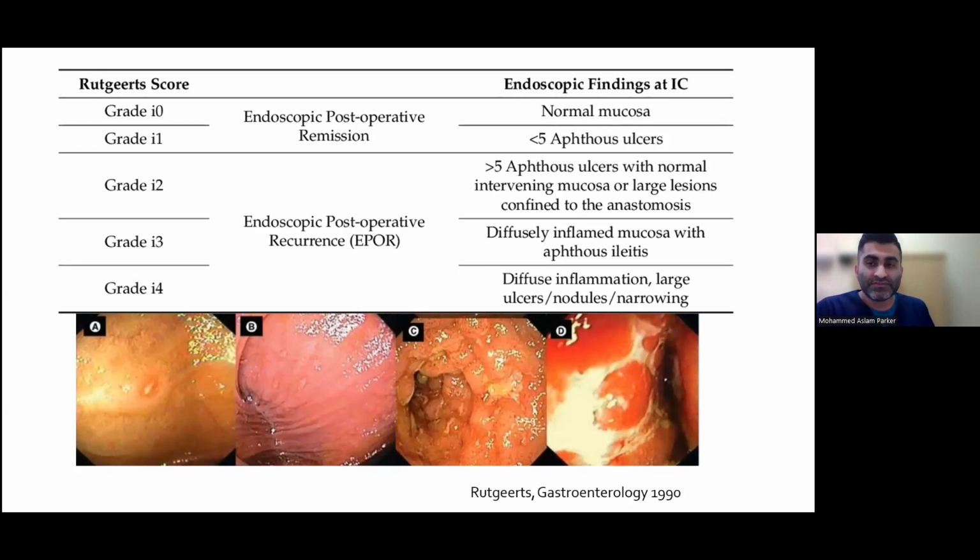The score is from 0 to 4, with 0 and 1 being defined as remission and 2 to 4 being defined as recurrence. There is a modified Rutgeerts score where I2 is broken up into I2a and I2b, with the thought process that I2a will likely not progress to higher scores for the Rutgeerts score.